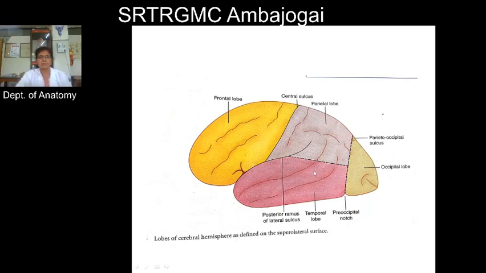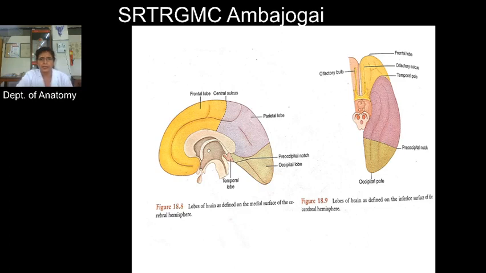So these are the lobes present on the superolateral surface, that is the frontal, parietal, occipital and temporal, and these four lobes are well defined on the superolateral surface. Now this diagram shows lobes on the medial surface and inferior surface.